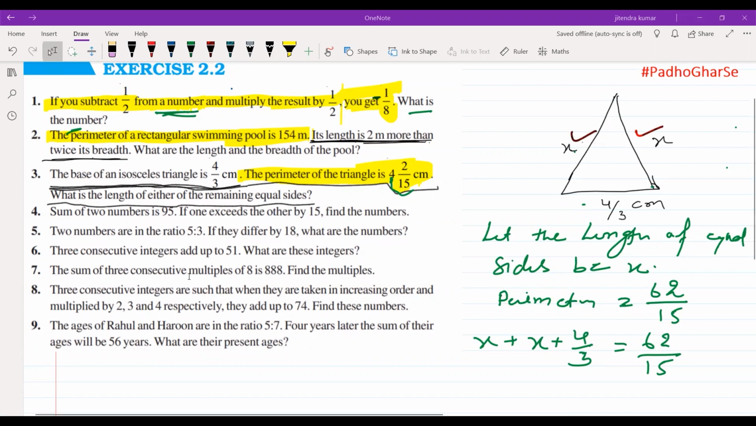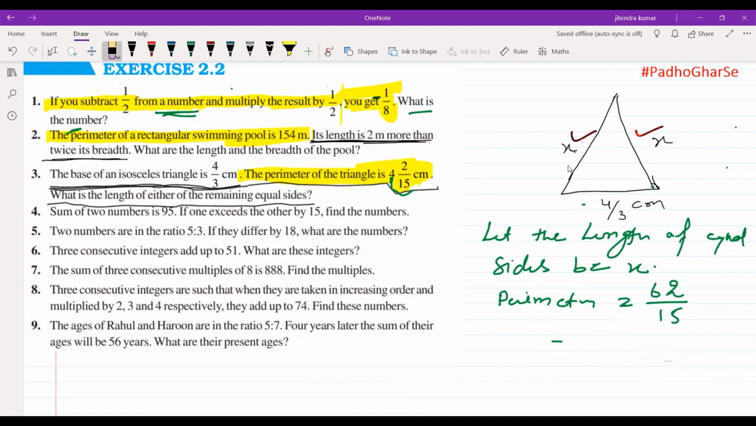x is equal to 7 by 5. Okay, let's see others try. Both sides equal to 7 by 5. Vikas has given 7 by 5 also. Okay, correct. So 7 by 5 is the length of both equal sides. So we have done question number 3 now.